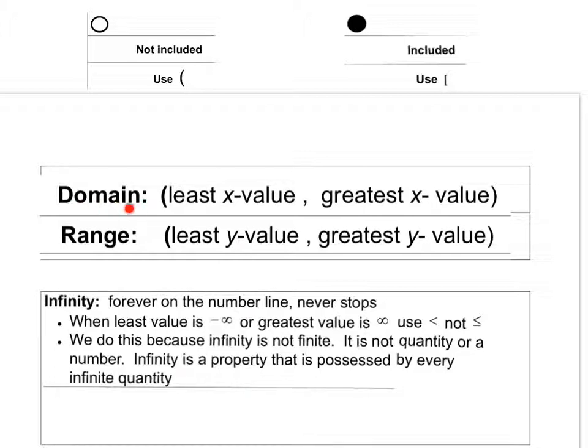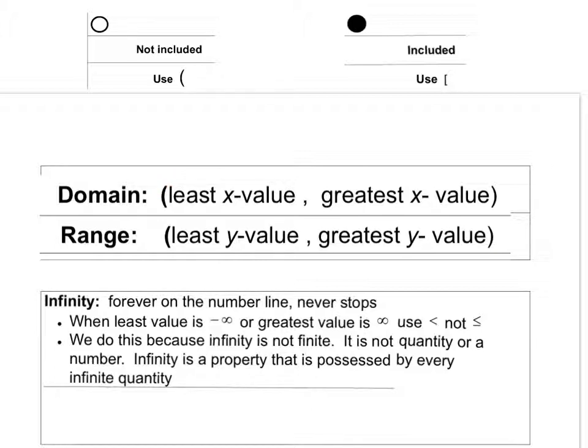Remember, the way I'm going to ask you to list the domain is this way. You're going to put the least x value, and then a comma, and then the greatest x value, and then you'll use parentheses. That's not the only way to do it. And then the range would be the least y value up to the greatest y value. And it would look like that.